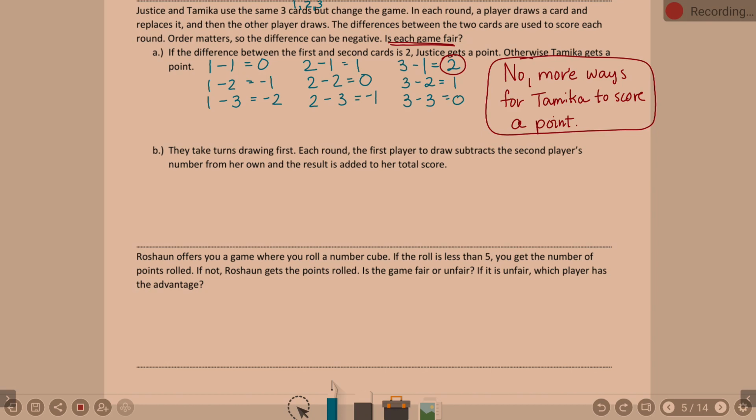Okay. So this one, since both players can earn all the same scores, the expected value would be 0 and the game is fair. Each player can earn the same scores. The expected value is 0. And the game is fair.